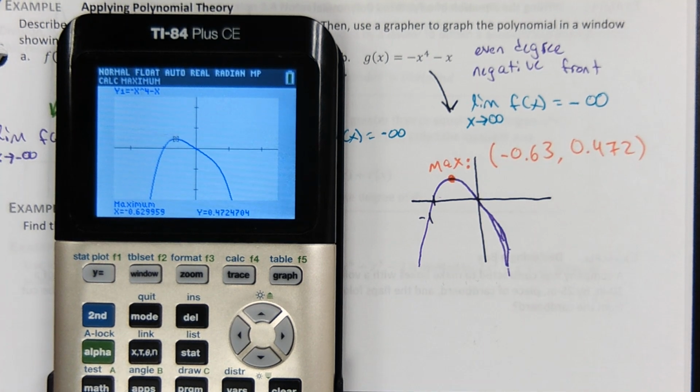So this is how you're going to find maximums and minimums. Second trace maximum, second trace minimum. Are you guys comfortable with that? Awesome.